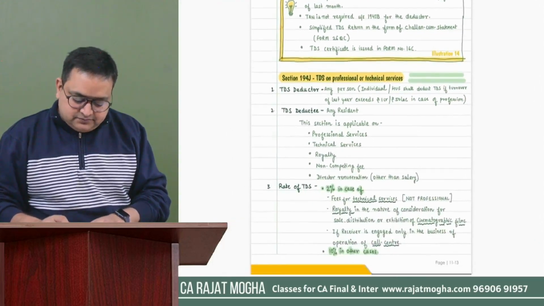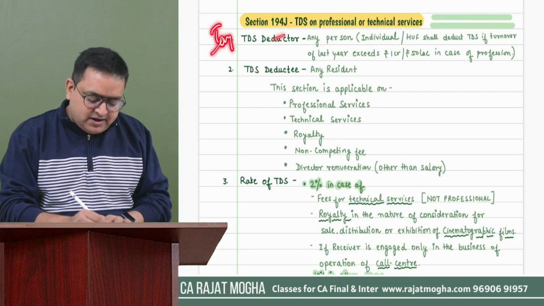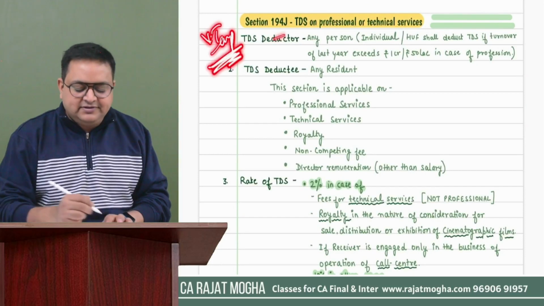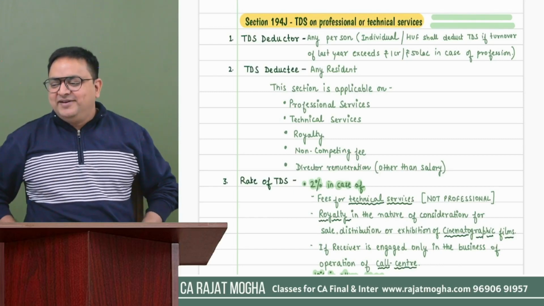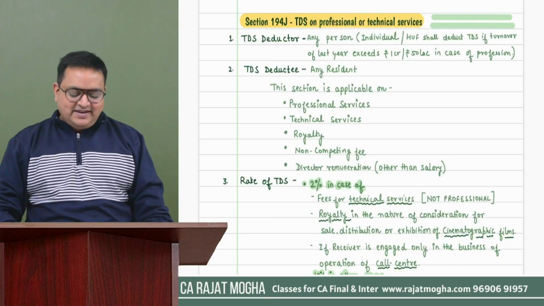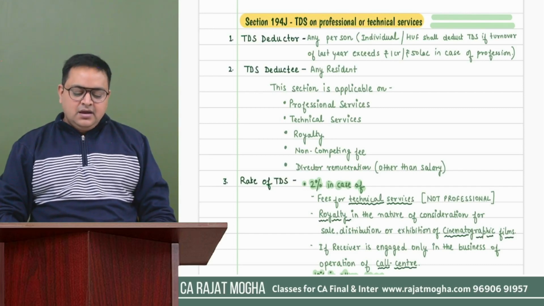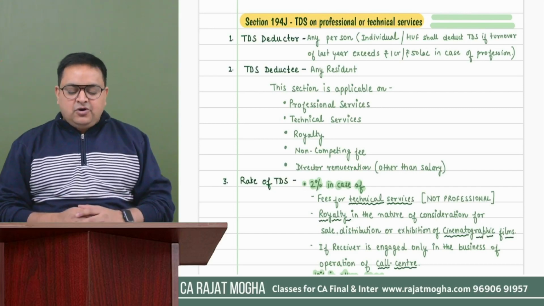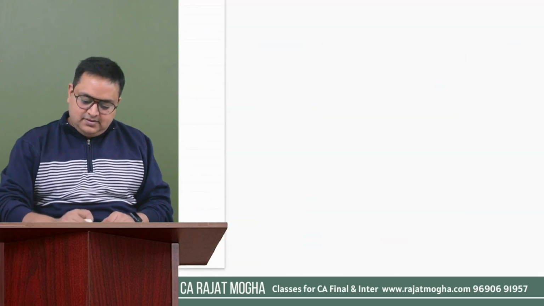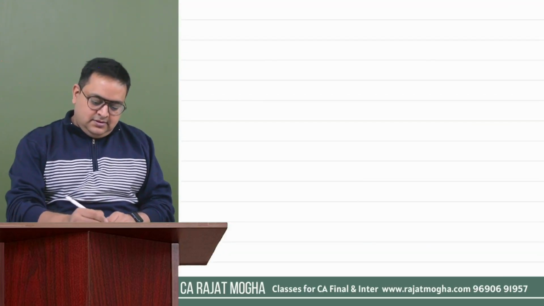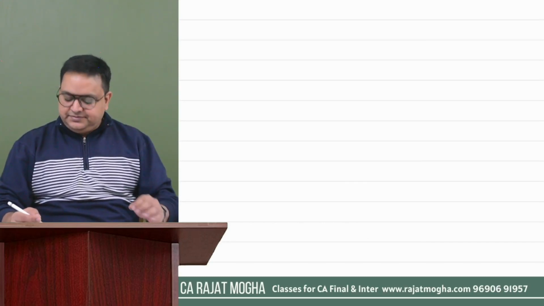Okay. Next is section 194J. Again, mark it very, very important. This is a very important section, 194J. Easy, but important for examination. This is one of the examiner's favorite sections. They usually ask 194J. This is section 194J.